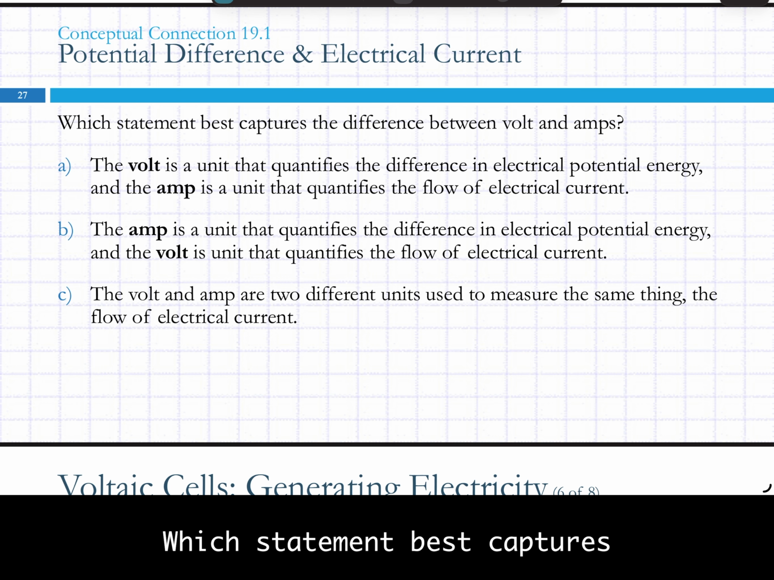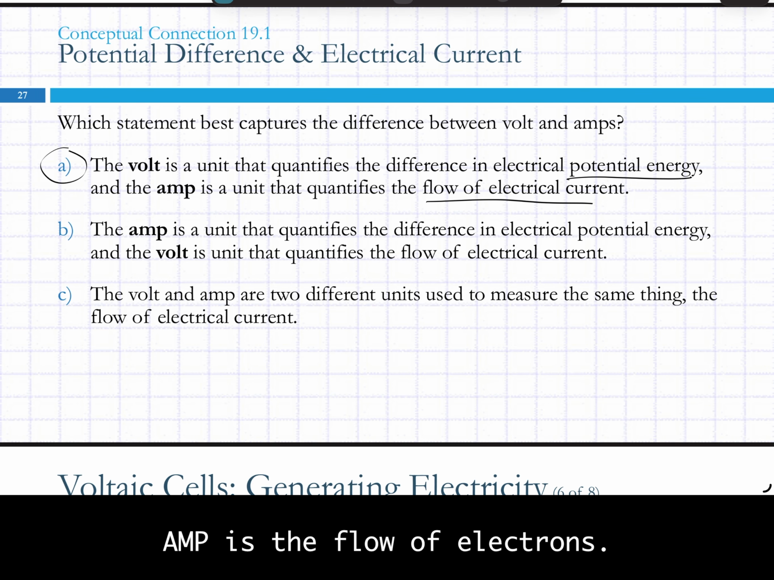Which statement best captures the difference between volt and amps? Yeah, A. Volt is potential energy, amp is the flow of electrons.